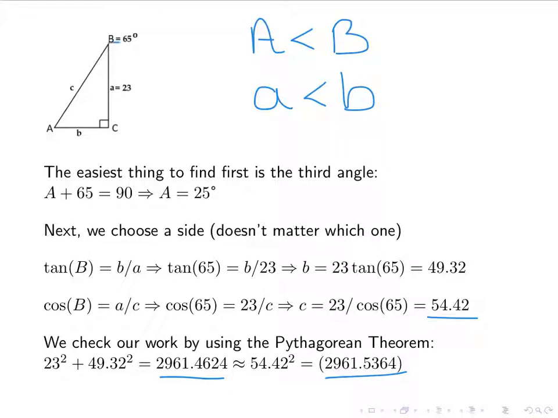That is the largest side, so that's good. And then angle B is bigger than angle A. Side B is bigger than side A. Okay? So you want to make sure that they're at least in the right proportions. Is the biggest one supposed to be the biggest one? Is the smallest one supposed to be the smallest one? Okay, but again, you can actually check it by doing that with the Pythagorean Theorem.